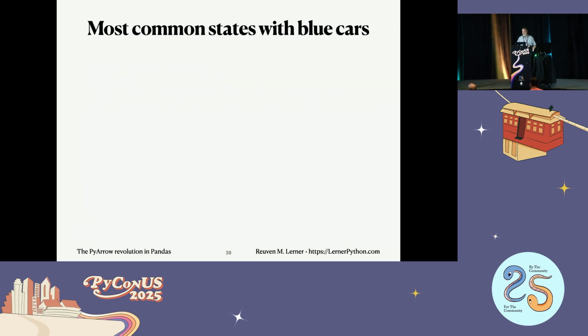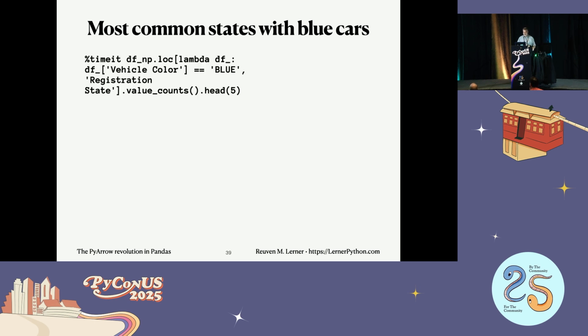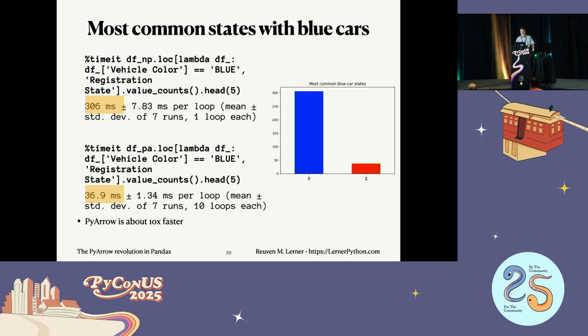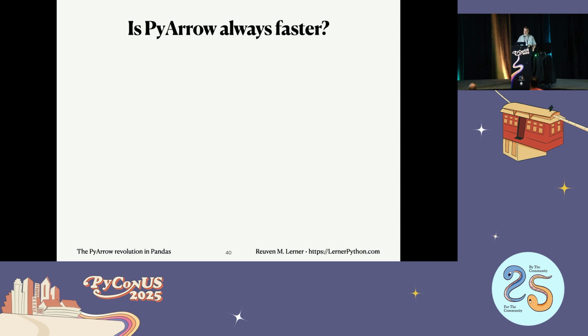What if I want to do something else? I want to know what states have blue cars. You've always been dying to know that. So I say here timeit, where vehicle color equals blue, and then I'm going to say registration state value counts. So I'm going to grab that. This is a little more complicated with my dot loc. And so we find here, I can do that on the NumPy version. I can do the PyArrow version. And it's going to be 10 times faster. 300 milliseconds versus 36 milliseconds. PyArrow is just doing really well here. But that raises the question, is PyArrow always faster?